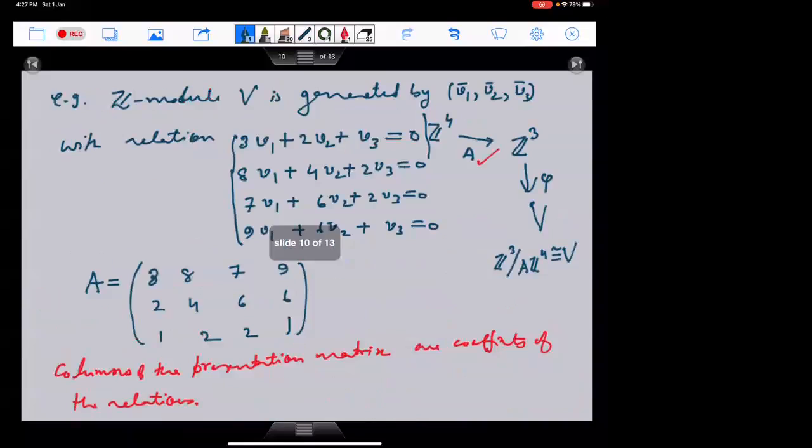We'll go back to this first state here. Every column is a relation, right? These are 4 relations. So if I have a 0 column, that means I am multiplying 0 times V1 plus 0 times V2 plus 0 times V3 equal to 0. That is anyway identically true, so it does not give me a condition. Therefore I can drop a 0 column.